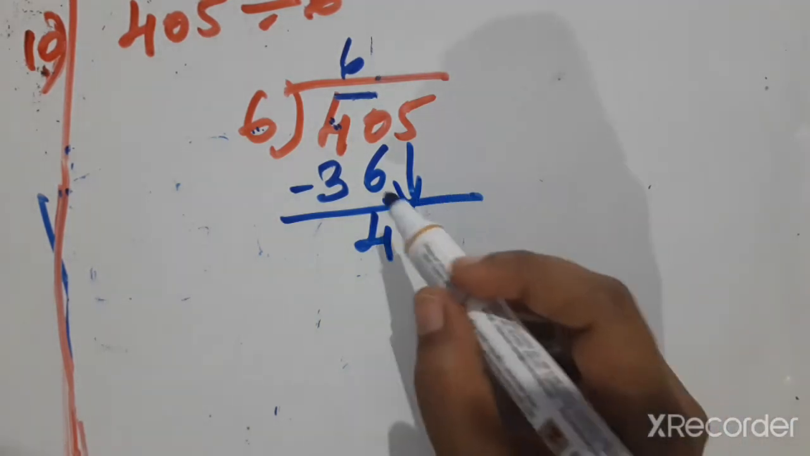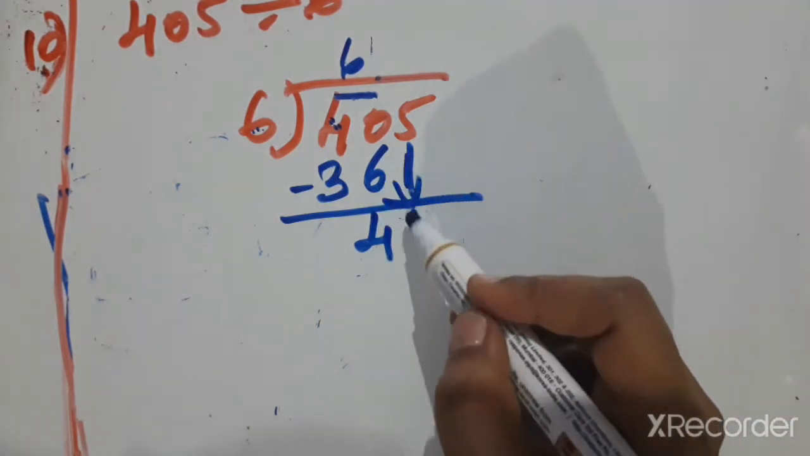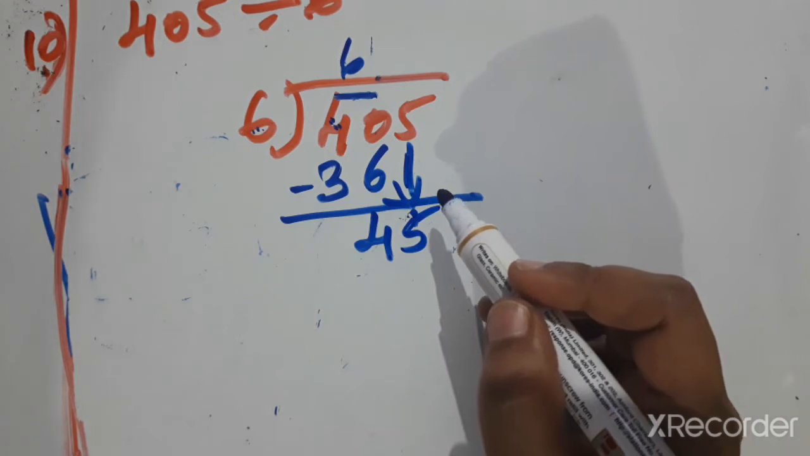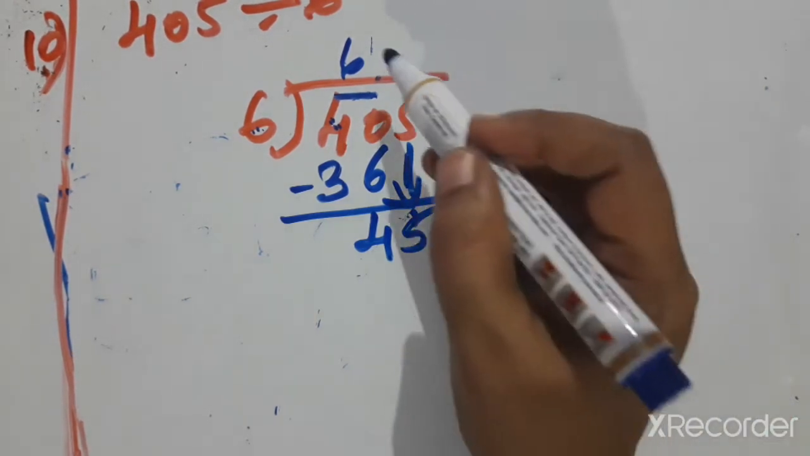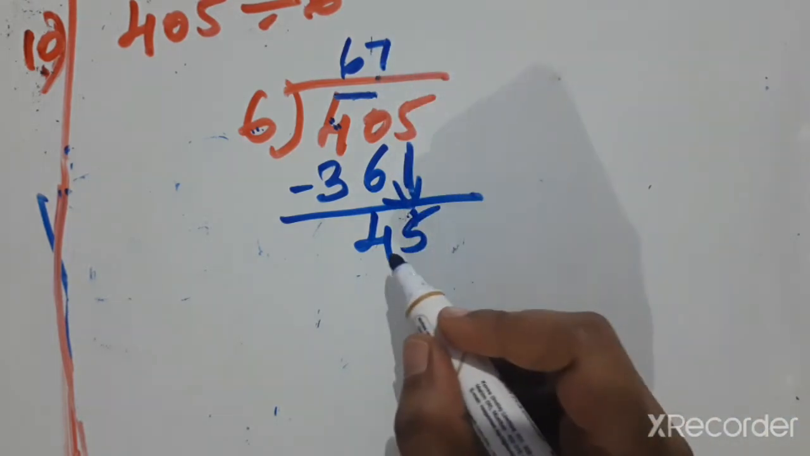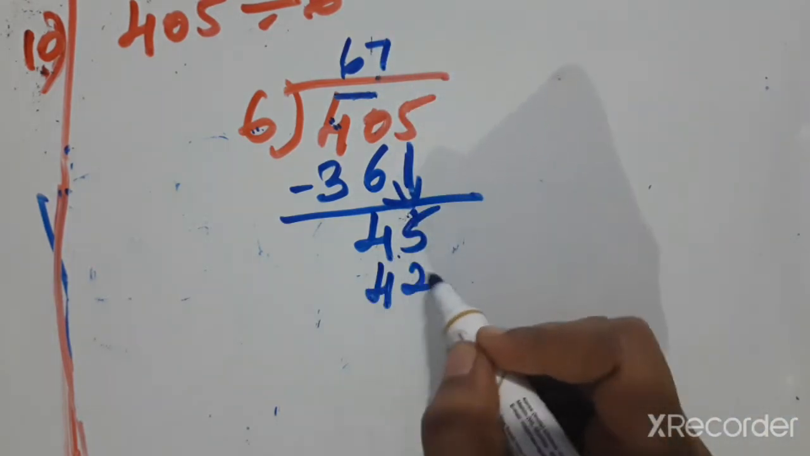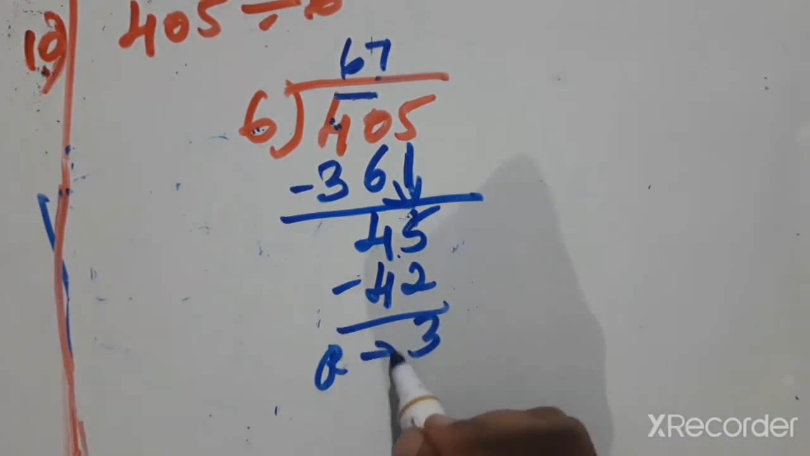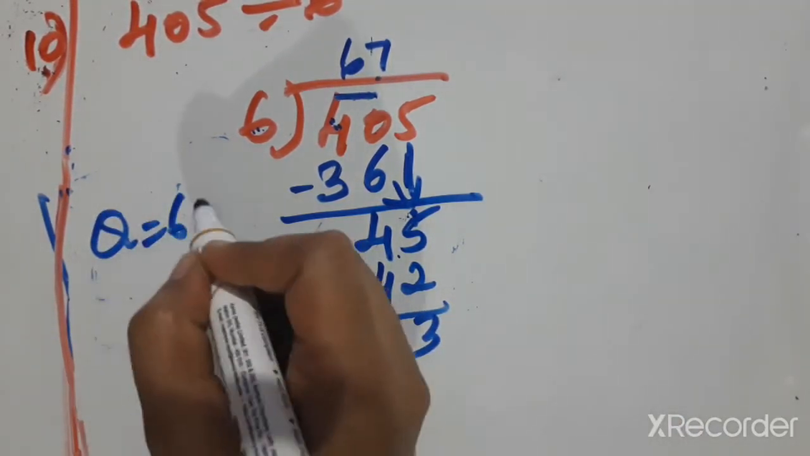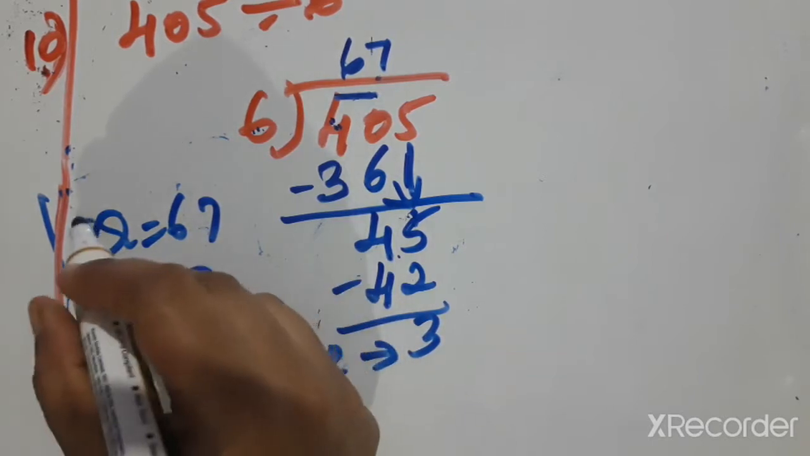6 sevens are 42, nearer is 36. Bring this 5 down. 6 how much are nearer to 45? 6 sevens are 42. 6 eights is greater than this, so 6 sevens are 42 is the nearer one. 45 minus 42 is 3. 3 is the remainder. Quotient is 67. Remainder is 3.